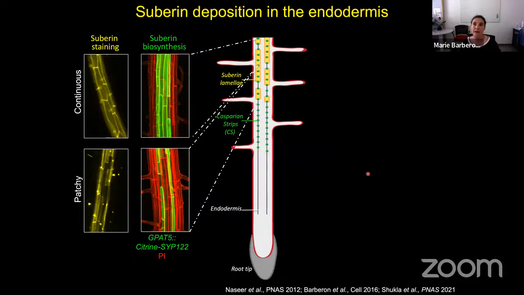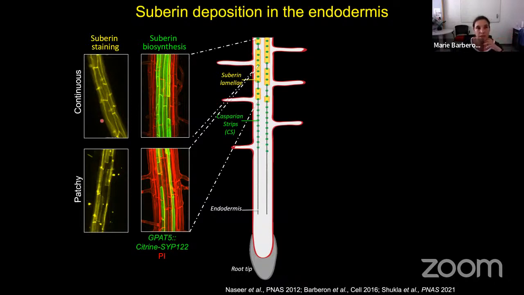So Suberin lamella. So I already said that Suberin deposits in the endodermis after Casparian strip are formed. Actually, Suberin has a very interesting pattern of deposition in the root because first it starts to deposit as patch of endodermal cells that are suberized before a stage where we have actually a continuous suberization where the whole endodermis is suberized.